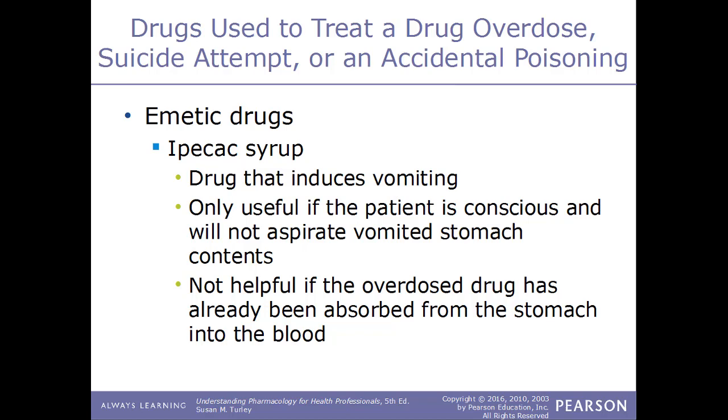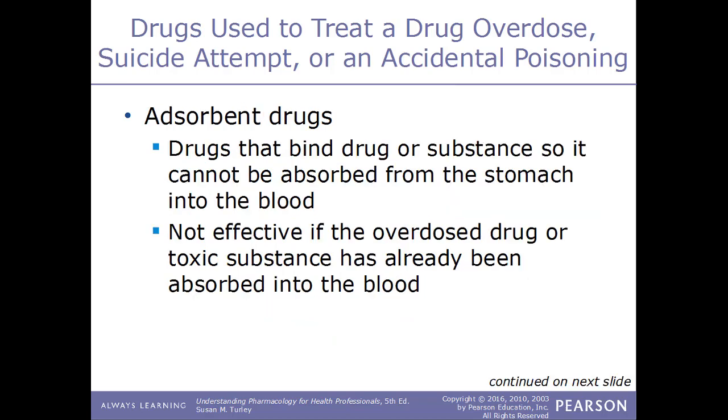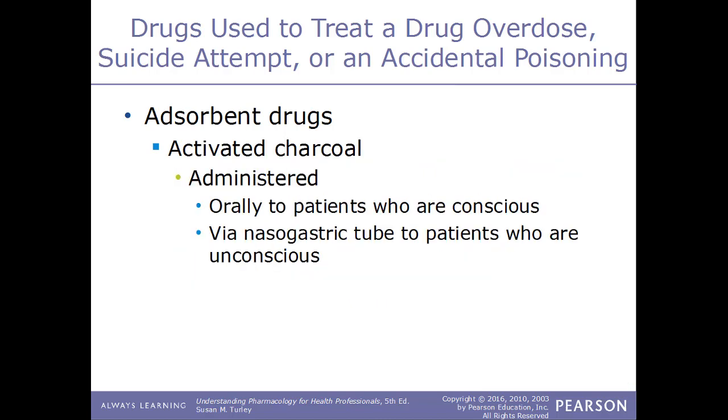When it comes to adsorbent drugs, these are drugs that bind the ingested drug to a substance so it cannot be absorbed from the stomach into the blood. Now, this method of treatment is not effective if the overdose drug or the toxic substance has already been absorbed into the blood. An example of an adsorbent drug would be activated charcoal. And this is administered orally to patients who are still conscious. It can also be given to patients through a nasogastric tube if they are unconscious.